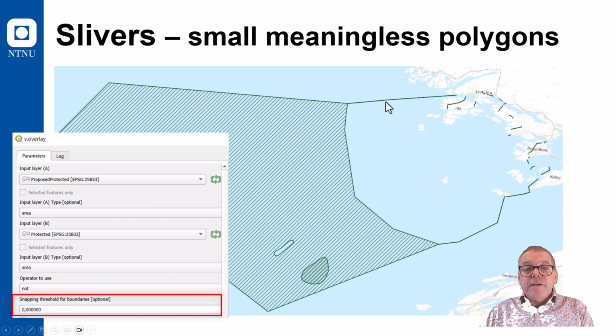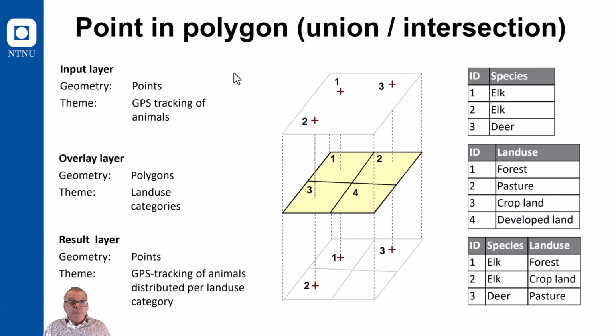But in many GIS there are ways of dealing with these slivers, and also in QGIS, although you don't have this snapping threshold parameter where you can set a tolerance for how near these linear features can be before they are snapped together, and then avoiding slivers. There are other ways to deal with these, but this will not be covered in this video. I have 3 examples on how 2 layers are integrated when we perform an overlay on them.